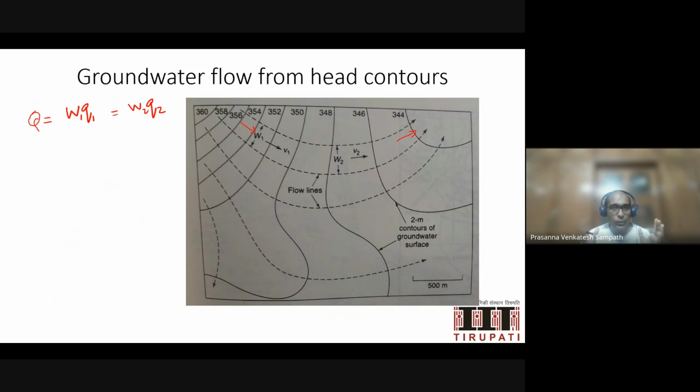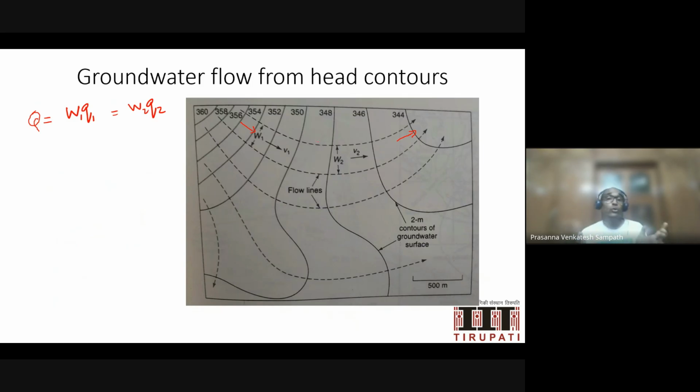I've written the total flow between these two contours, Q, as W1 times Q1, which must be equal to W2 times Q2. When I say Q1 and Q2, I mean the Darcy flux. And W1 is the width. Let's assume some kind of unit thickness in the direction perpendicular to the screen. Is that all right? So W1 Q1 equal to W2 Q2.